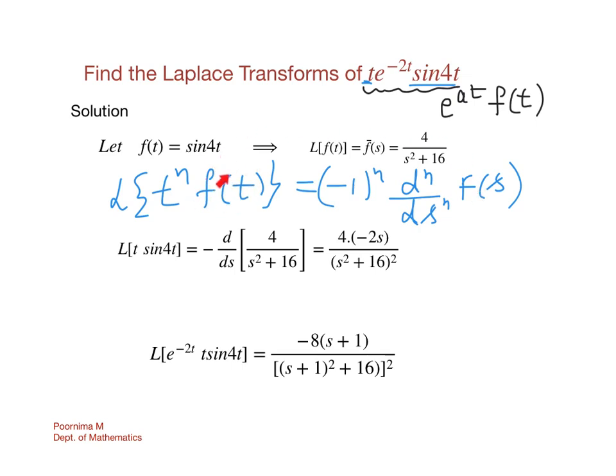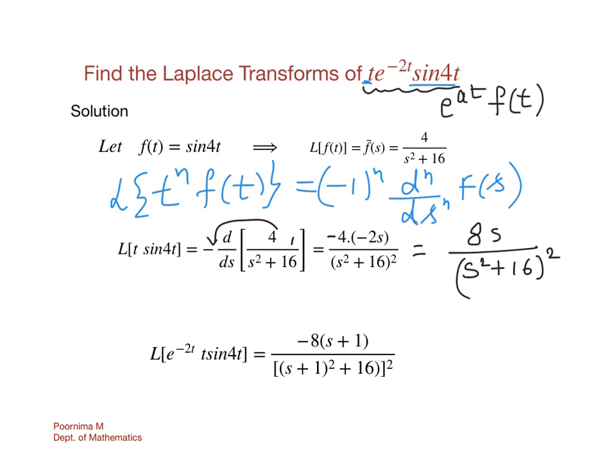What is f of s? Nothing but the Laplace transform of f of t. Here what is f of t? Sine 4t. So the Laplace transform of sine 4t is 4 divided by s square plus 16. Then we do the differentiation, keeping this minus as it is, and 4 as it is. We take this 4 out, and we differentiate 1 divided by s square plus 16, that is minus 2s divided by s square plus 16 whole square. So this can be written as 8s divided by s square plus 16 whole square on simplification.